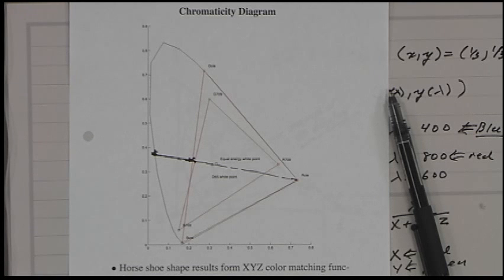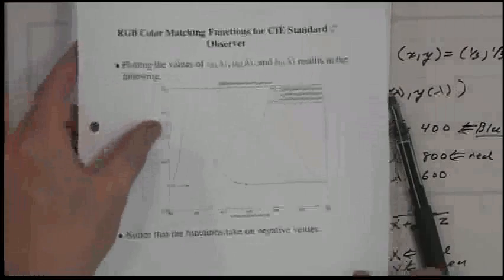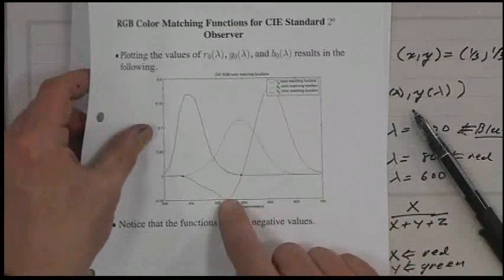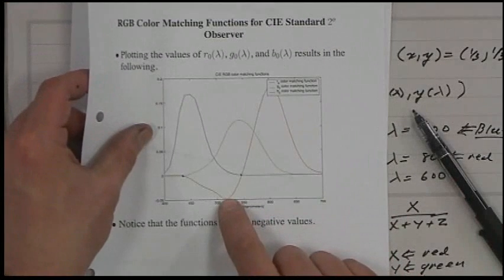Let's look at the color matching function. I need to get my color matching. Okay, oh, here it is. Sure enough, see, the red is negative.